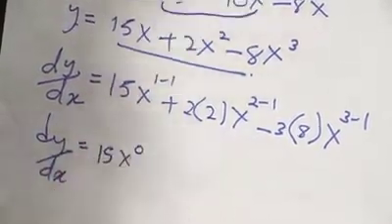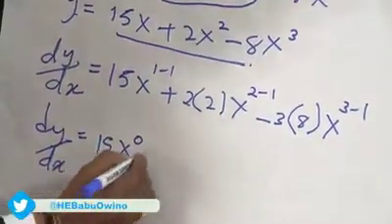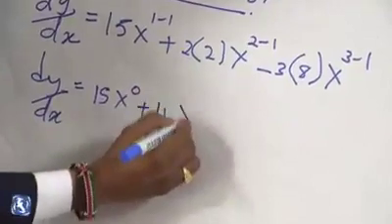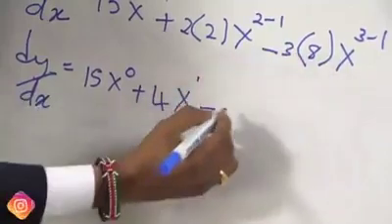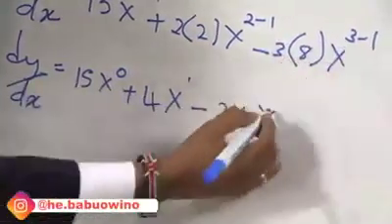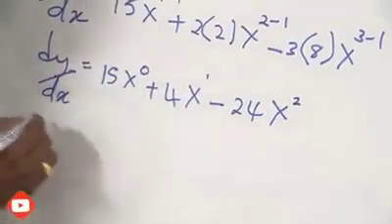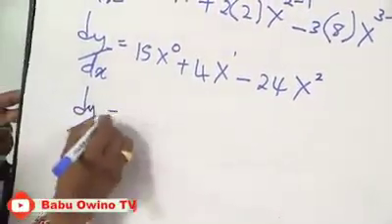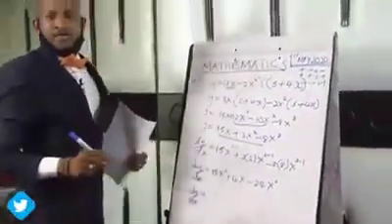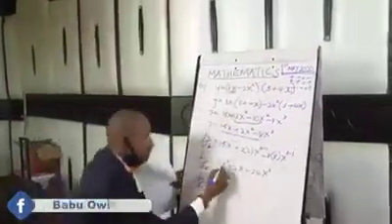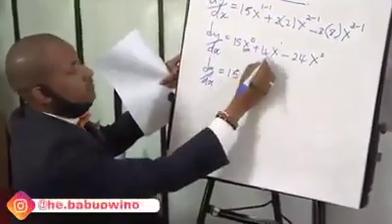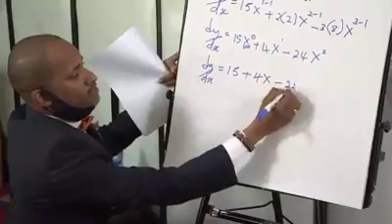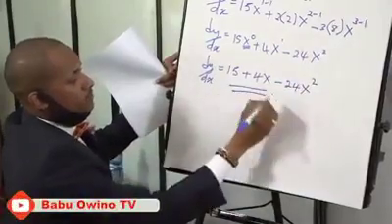So dy dx equals 15x raised to power 0, 1 minus 1 is 0, plus 2 times 2 is 4x, 2 minus 1 is 1, minus 3 times 8 is 24x, 3 minus 1 is 2. So from here, any number raised to power 0 equals 1, or any letter raised to power 0 equals 1. Therefore, x raised to power 0 equals 1. So this is 15 times 1 is 15, plus 4x, minus 24x squared. This is our answer.